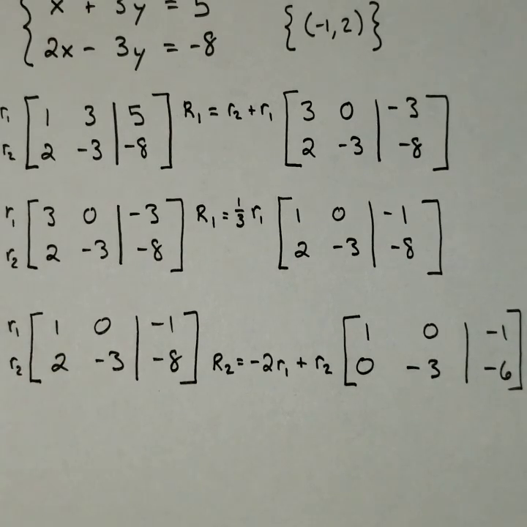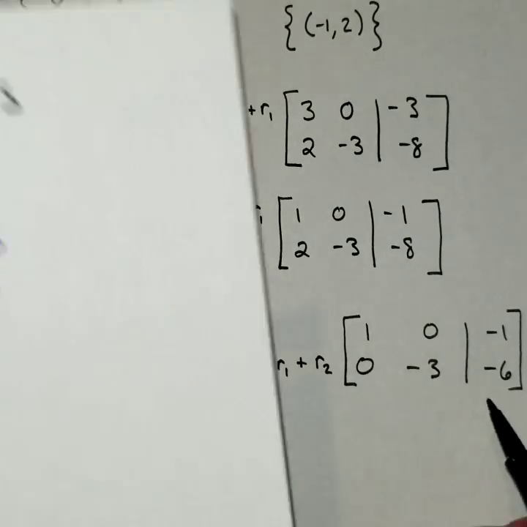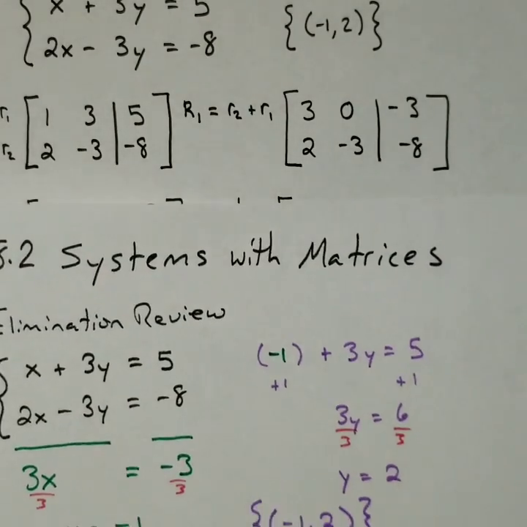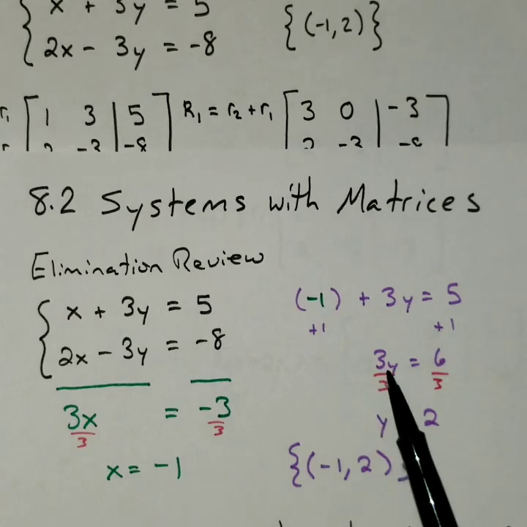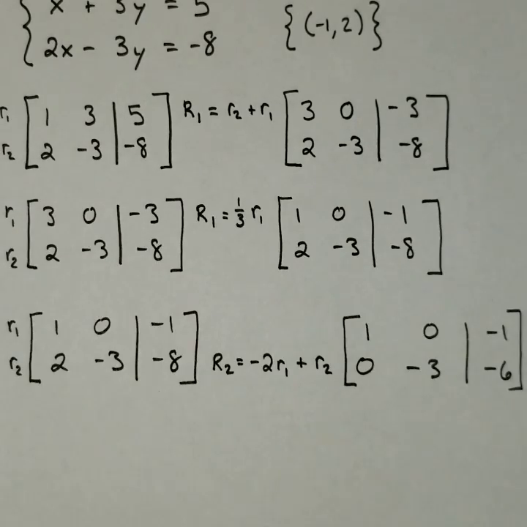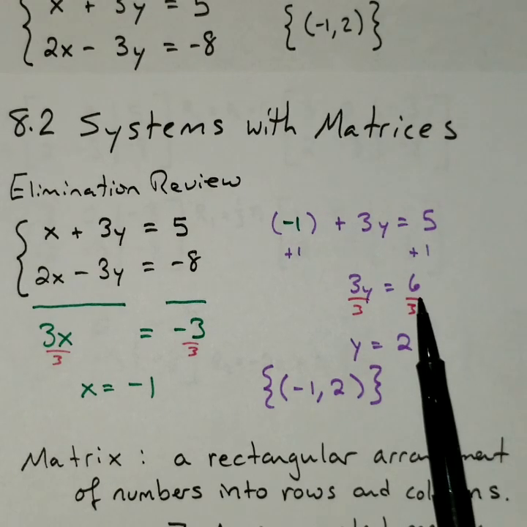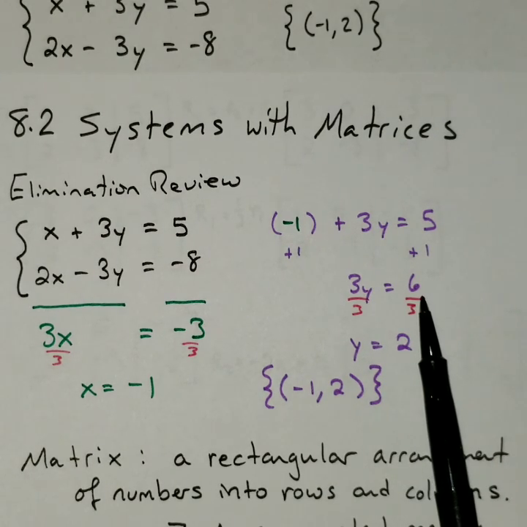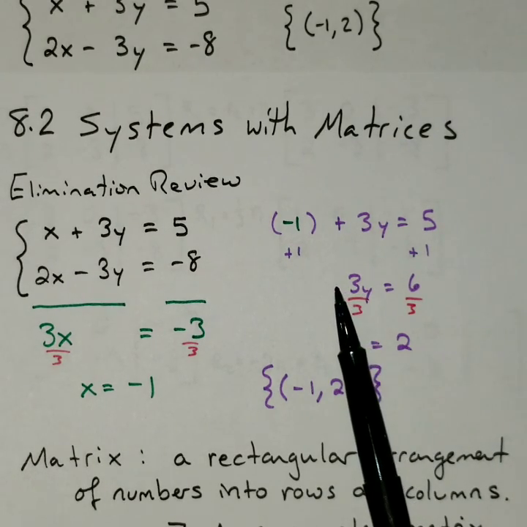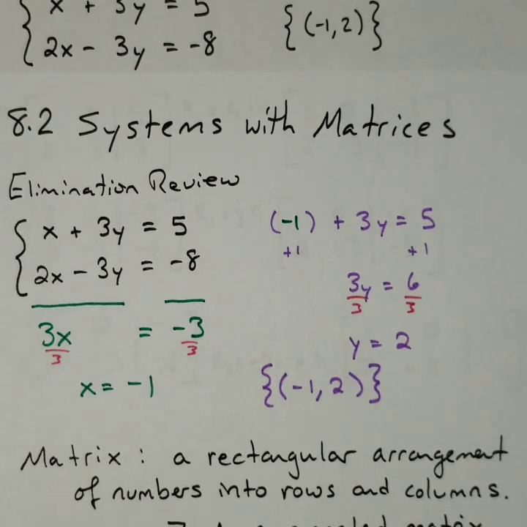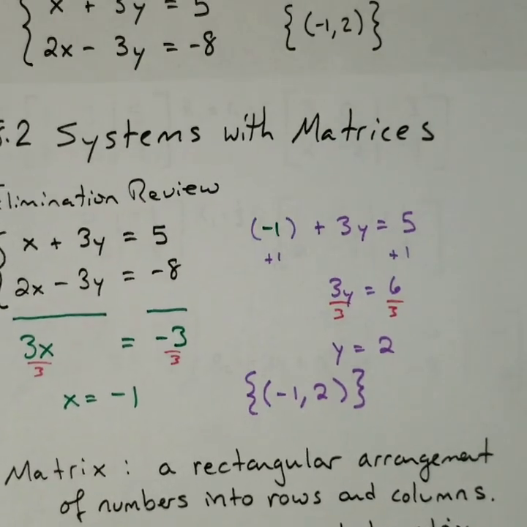Okay. And now notice that in this bottom row, it's essentially what we had in the elimination method here, except I've got a pair of negatives. It's -3 and -6, whereas here I had +3 and +6. You know, if you multiply both sides by a negative, you get the same thing.